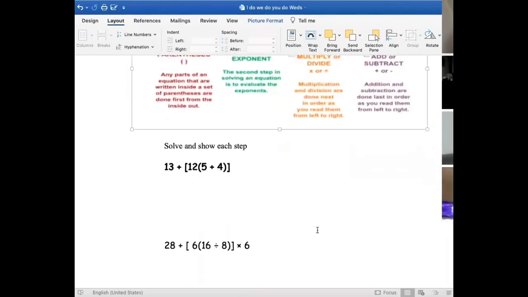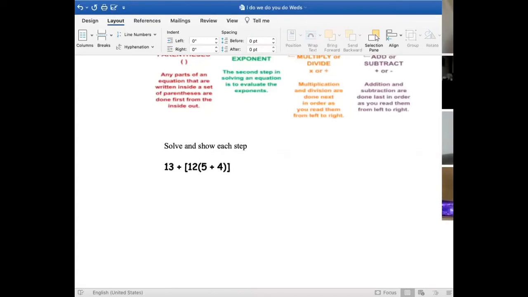Let's look at this one. 13 plus, and then brackets, right? When there's brackets, we're going to go inside the brackets to the parentheses. Brackets means there's more than one. There's going to be some parentheses inside. So we're going to start inside and then go out. So if we see this expression, what would we do first, Karina?